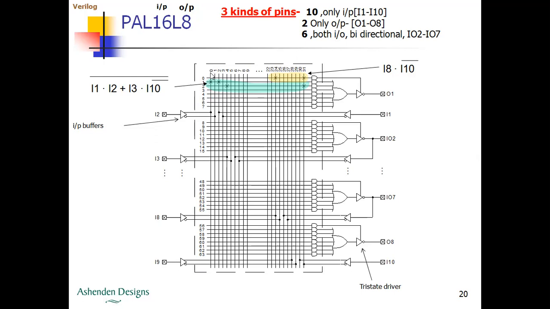These vertical lines are connected to the input buffers, as you can see here. There we can have the complement version of the input as well as the normal input. For example, line 0 and line 1 are connected to the input buffers.